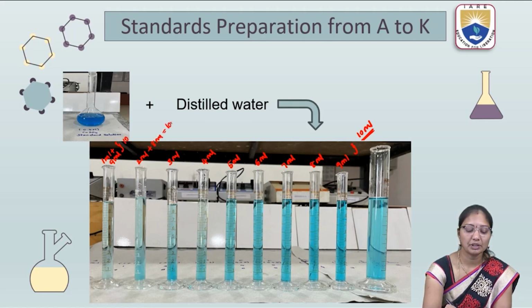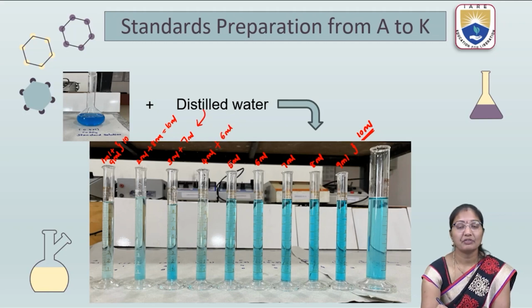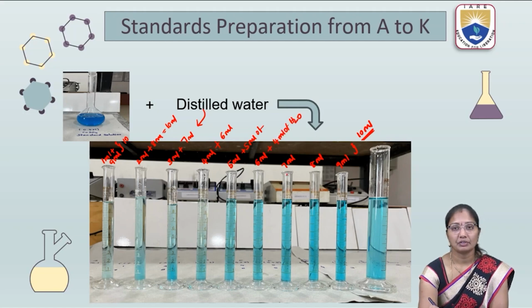So, the total volume here is also 10. Same way, if it is 3, we have to add 7 ml of distilled water. If it is 4, we have to add 6 ml of distilled water. If it is 5, we have to add 5 ml of distilled water. If it is 6, we have to add 4 ml of distilled water. If the copper sulfate solution is 7, we have to add the remaining 3 ml of water.